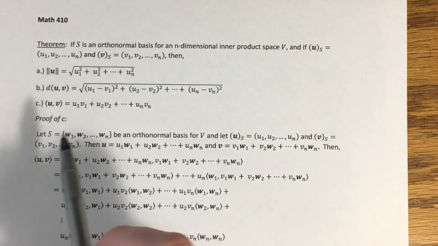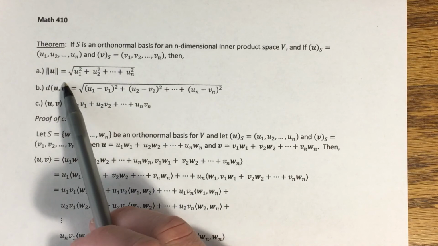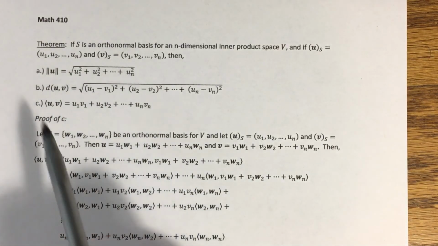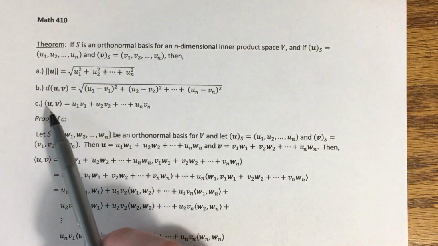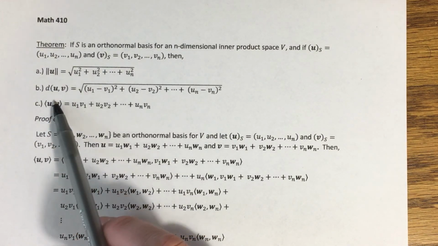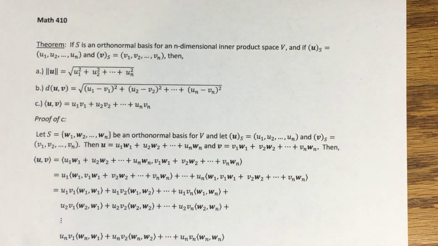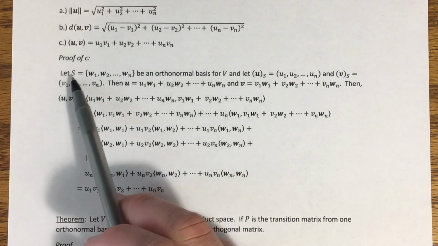Okay, so why is this true? Well, your book says leave these proofs to an exercise. I'm going to prove one of them. I'm going to prove part C. If you can prove part C, then parts B and A are kind of consequences of that. You can see it that way. So let's think about this for a moment.